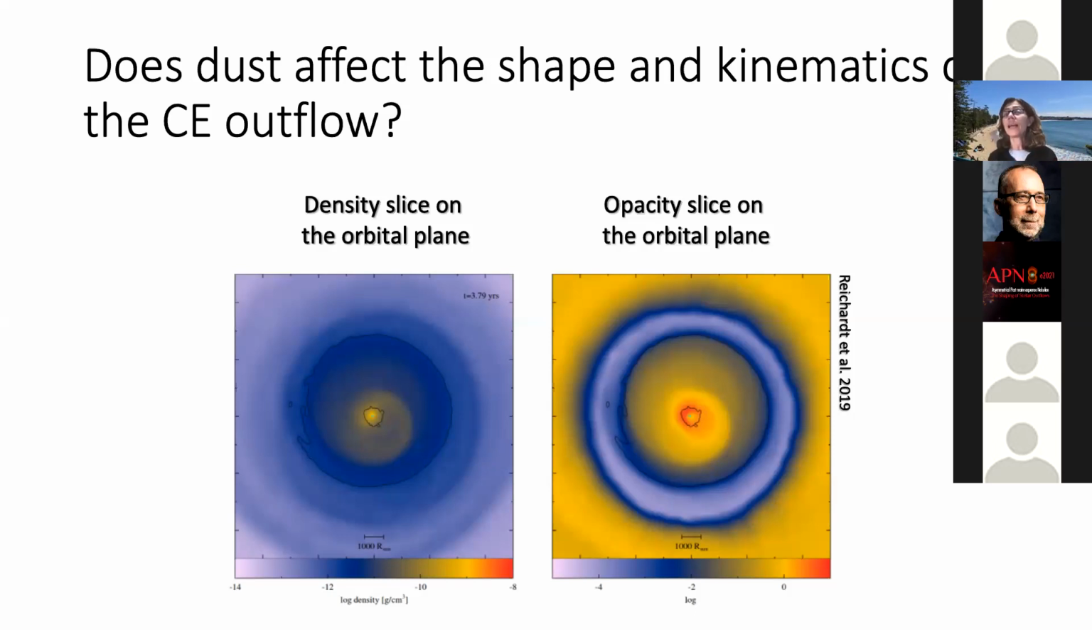On the right side is the equivalent map of opacity. In the middle, you have a lot of high opacity material. This is ionized electron scattering opacity. The black line is a recombination front, and outside of that, you have recombined material with very low opacity. However, as you can see outside the ring, you have orange again. That's high opacity due to molecules and dust.